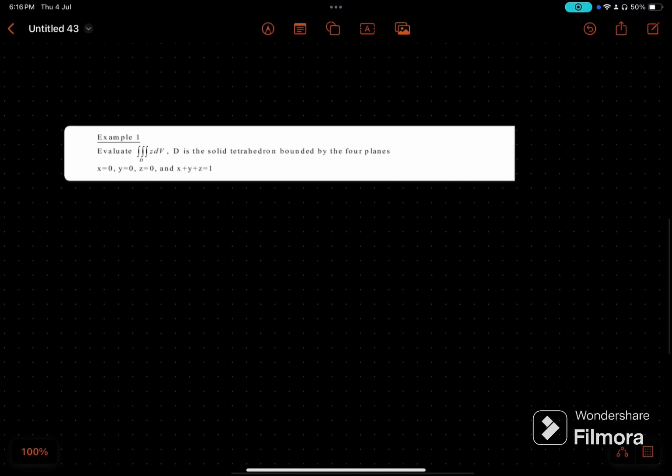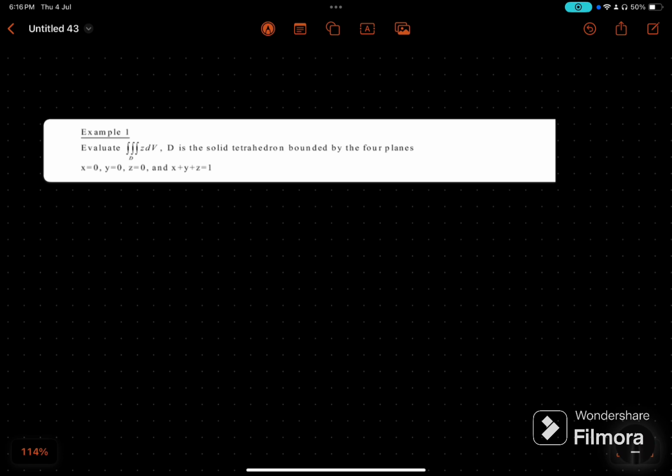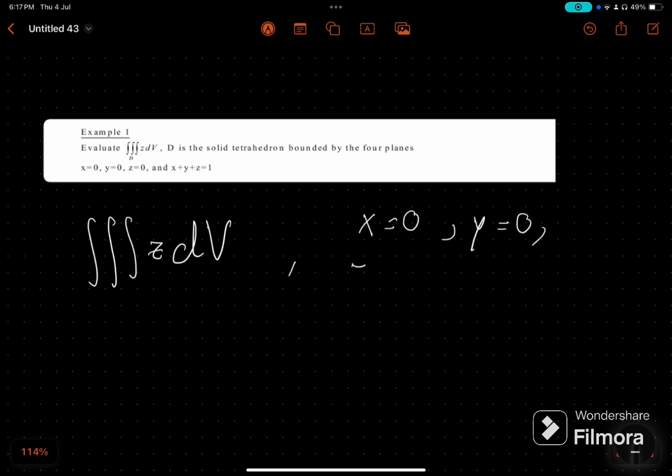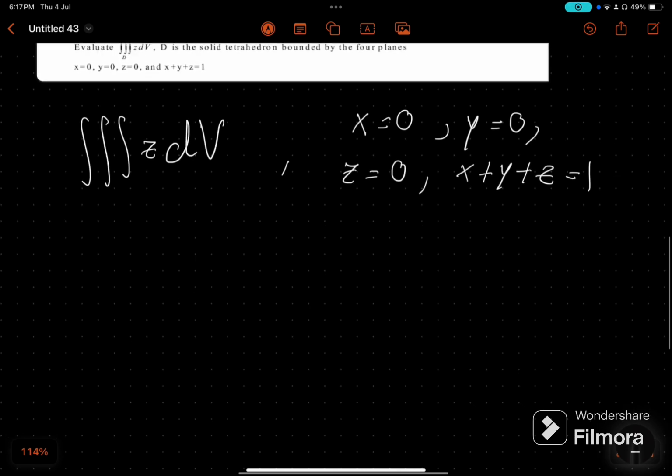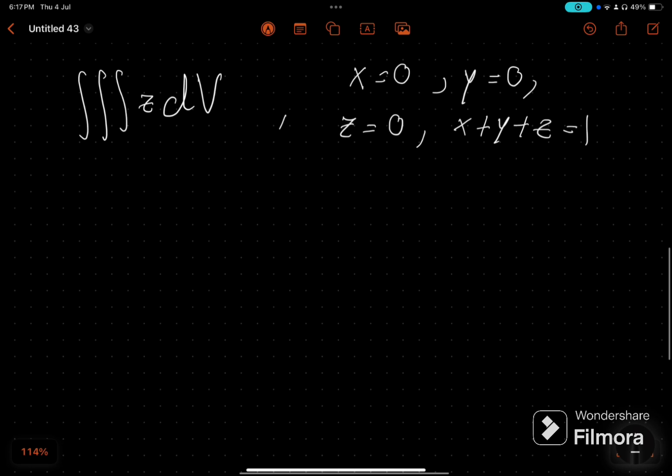Now, as we can see here, we have this example. We're going to solve it. It's an easy example, so we need to evaluate this integral from z to dv, okay? And we have the 4 planes: x equals 0, y equals 0, z equals 0, and x plus y plus z equals 1. Now, the way I would do this is I'll start by drawing this region first. We need to visualize this region.